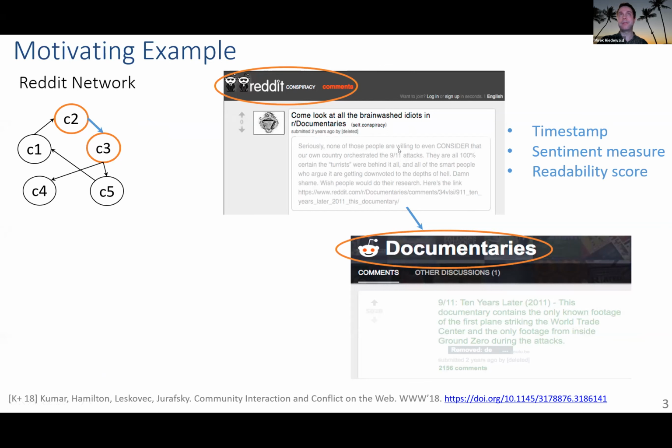with its metadata. For instance, this article above here has information about where it is posted, like this is the C2 here. Also, what kind of article it is referencing, in which community it was posted, which is the C3. And there's other information like the timestamp, when it was posted, some sentiment measure, is it positive, is it negative in tone, a readability score, and so on.